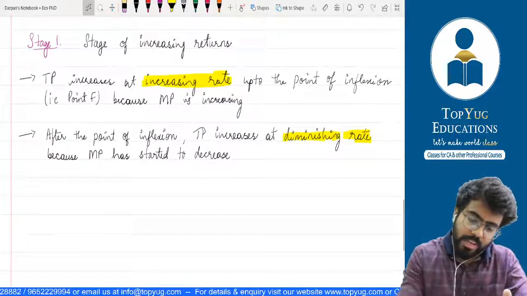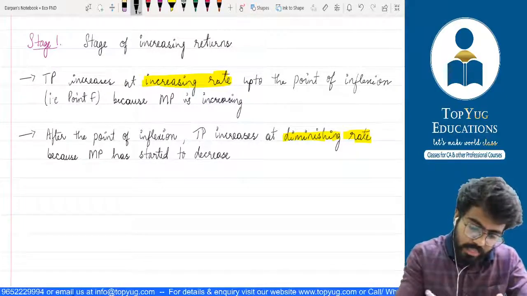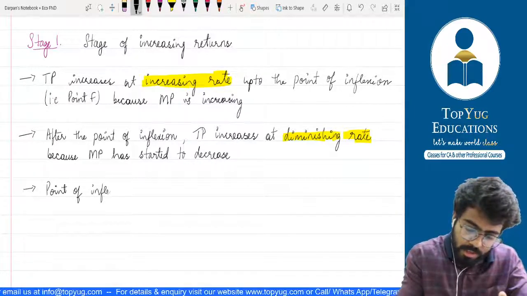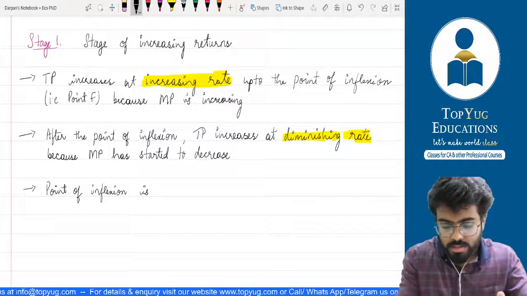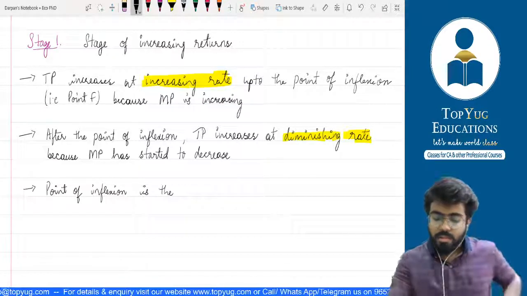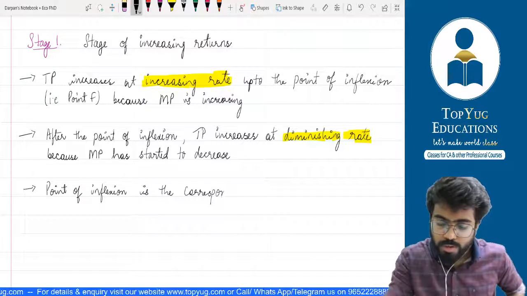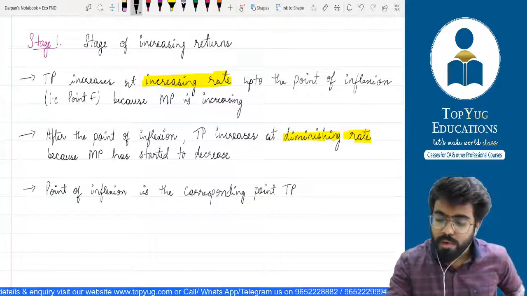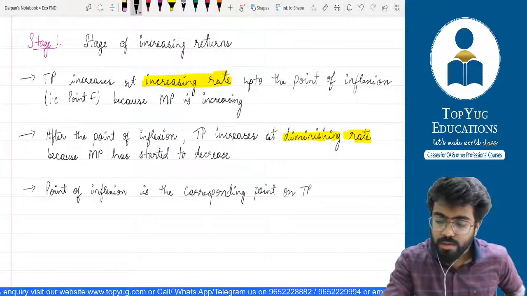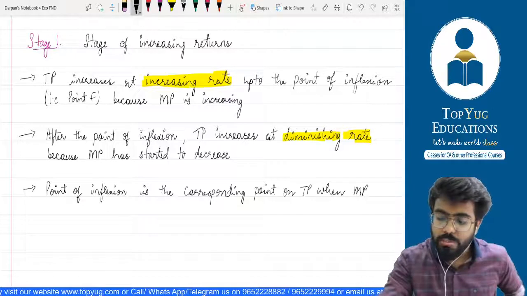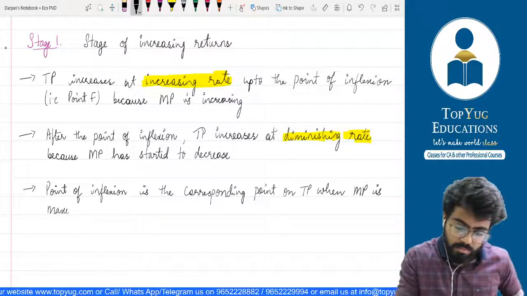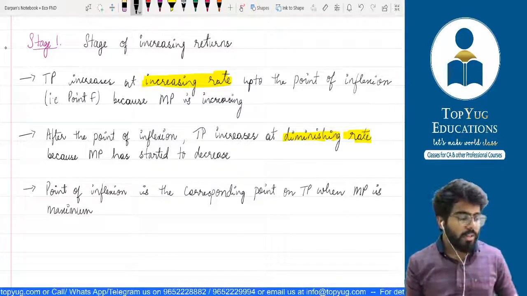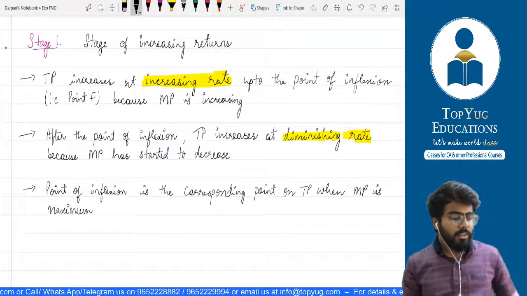What is the point of inflection? Just define that. Point of inflection is the corresponding point on TP when MP is maximum. When MP is maximum, that is your point of inflection. Correct?